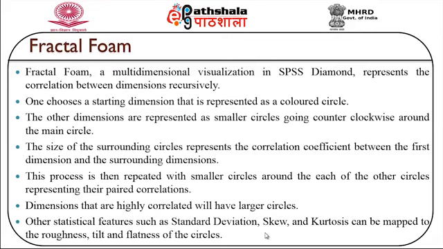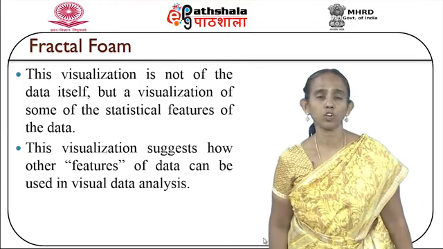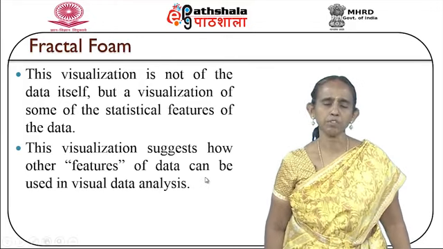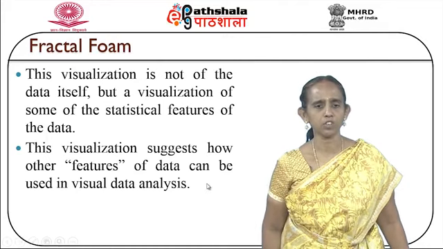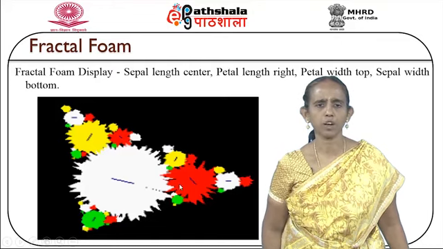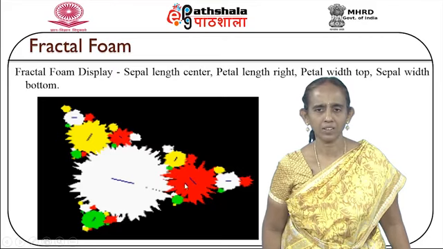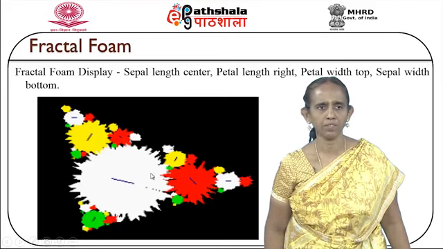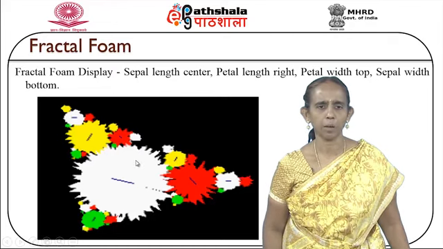Other statistical features such as standard deviation, skew and kurtosis can also be mapped to the roughness, tilt and flatness of the circle. This visualization is not of the data but a visualization of some of the statistical features of the data. The visualization suggests how other features of the data can be used in visual data analytics. So this is a fractal foam display which shows the sepal length center, the petal length center, the petal width top, the sepal width bottom and things like that. So this is a fractal foam visualization of the tabular data.